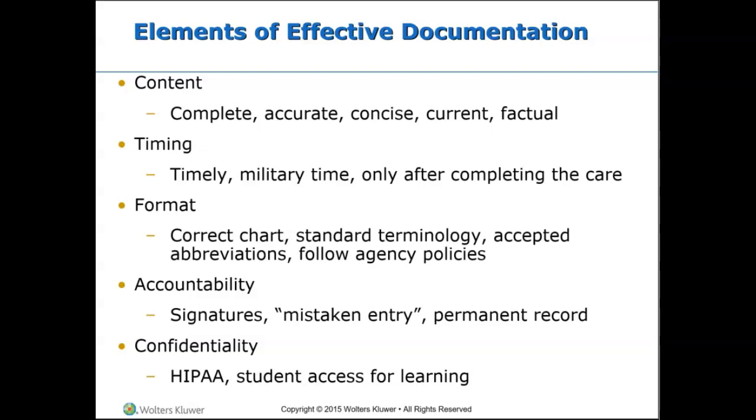Follow the agency's policies for formatting. Make sure you have an electronic signature on every entry. Recognize that this patient record is a permanent record. If it is a paper record, make sure to use black ink only. And if you make a mistake, you're going to put a single line through it, write mistaken entry, and then initial it. Follow agency policies for mistaken or late entries for electronic health records.